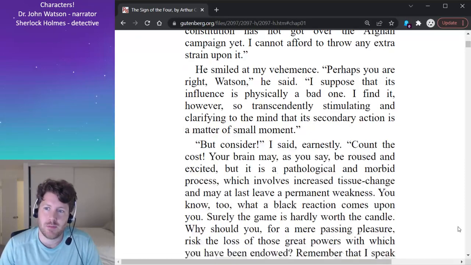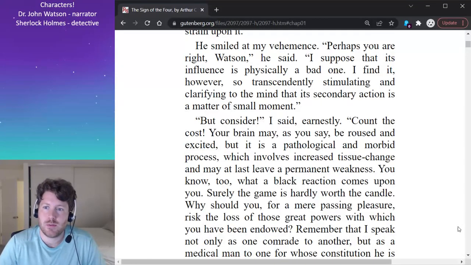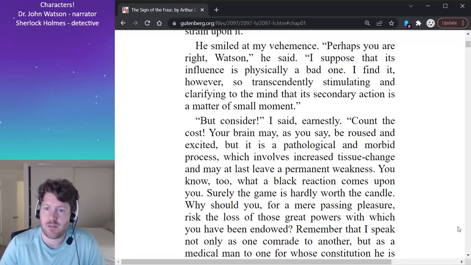He smiled at my vehemence. "Perhaps you are right, Watson," he said. "I suppose that its influence is physically a bad one. I find it, however, so transcendently stimulating and clarifying to the mind that its secondary action is a matter of small moment." "But consider," I said earnestly, "count the cost.